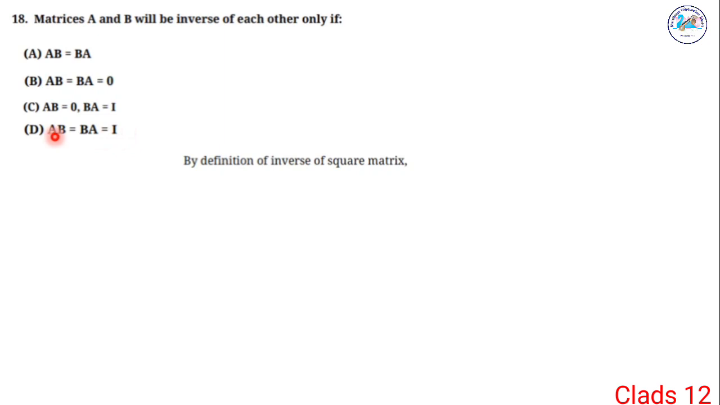When you multiply A and B and B and A, if you get the identity matrix only, we will tell that A is the inverse of B or B is the inverse of A. So here option D is the correct answer. So hope it is clear.